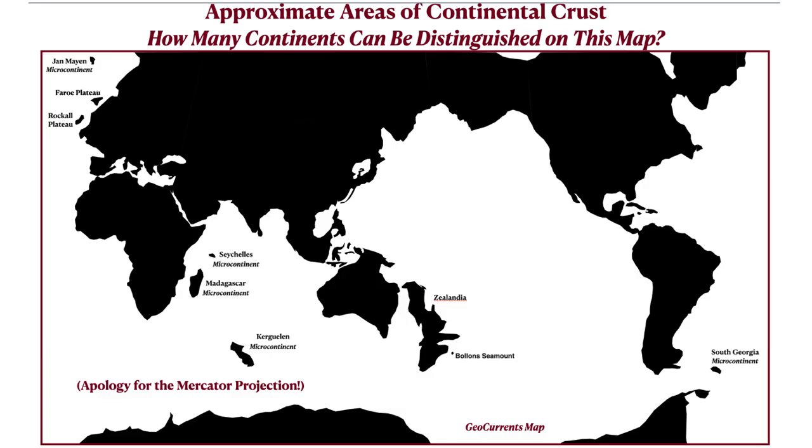What does the world look like if we outline the areas of continental crust? I've attempted to do this on this map here. My apologies, it's a Mercator projection. I based this off another map, but it exaggerates the extent of land in the far north. But it's the best I could do. Anyway, how many continents would you count there?